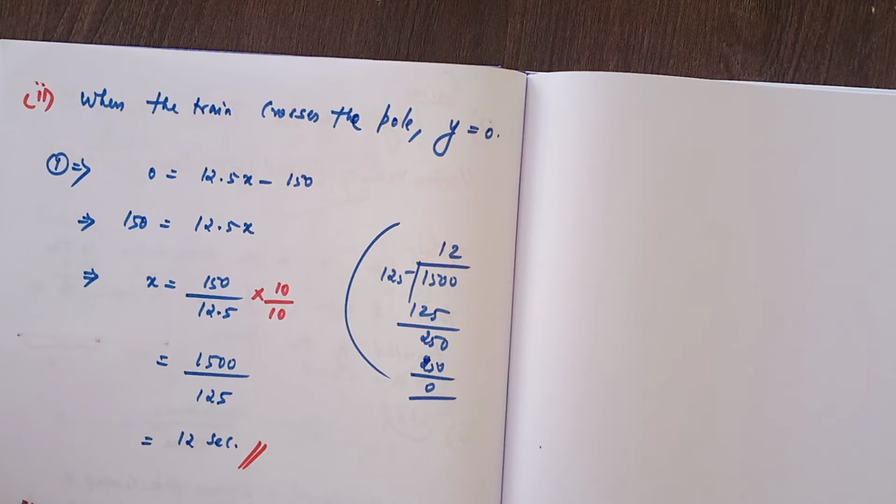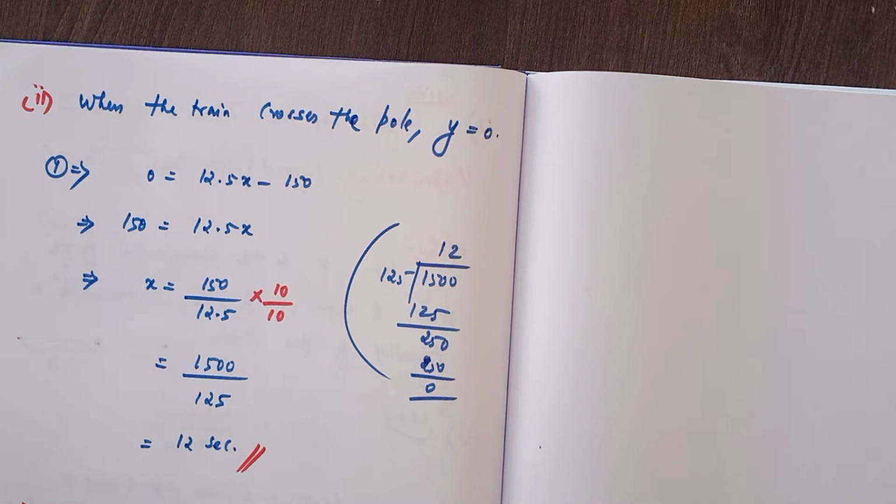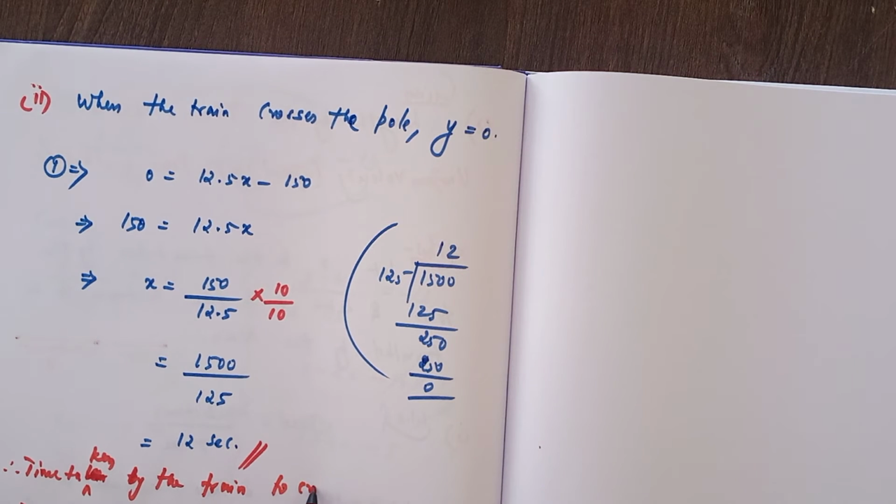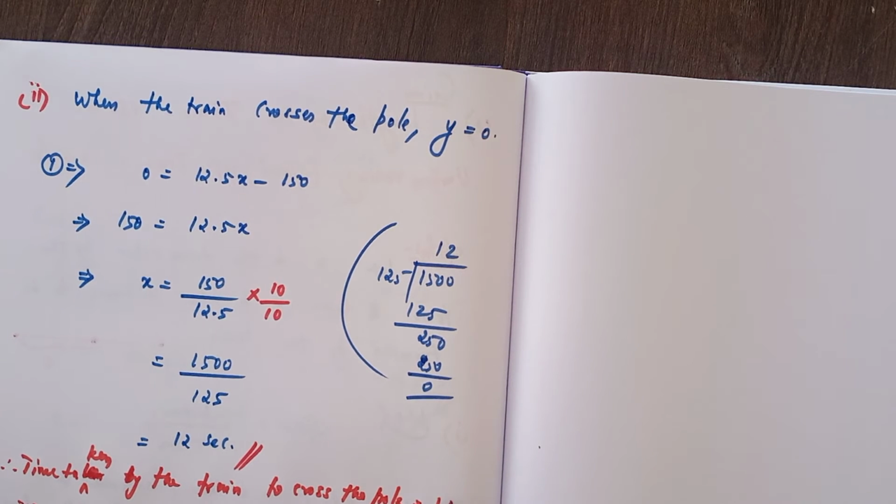Here you write the result. Therefore, time taken by the train to cross the pole is equal to 12 seconds.